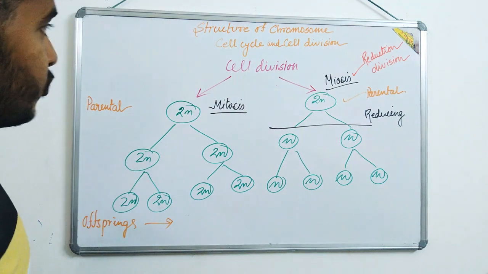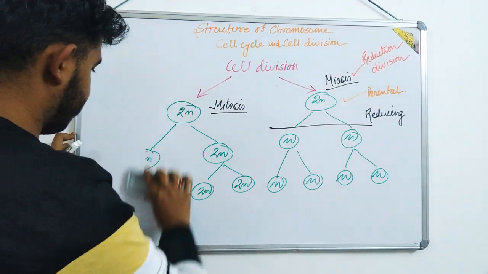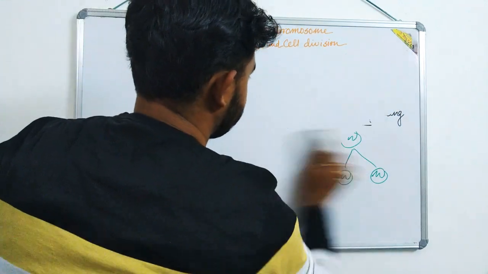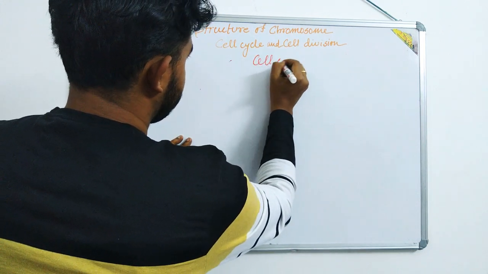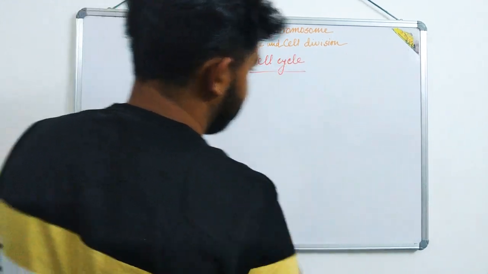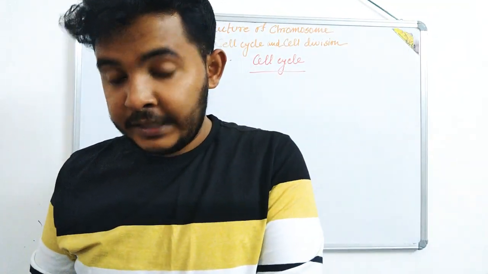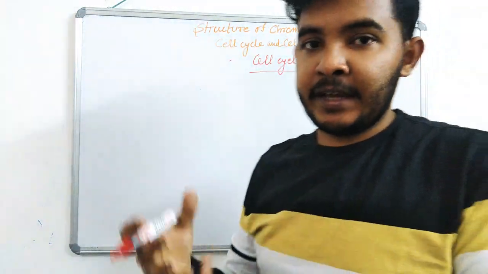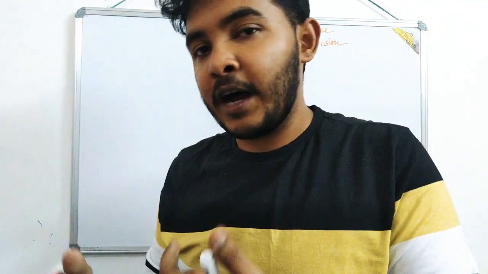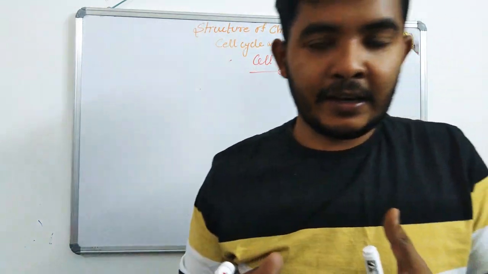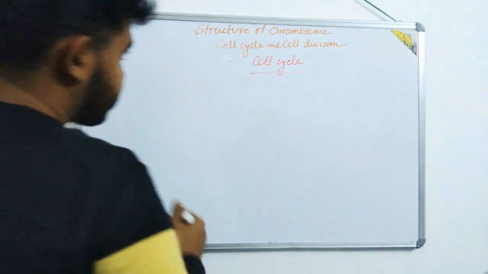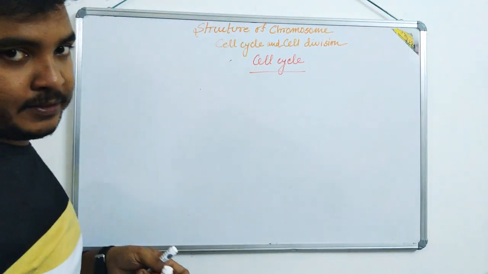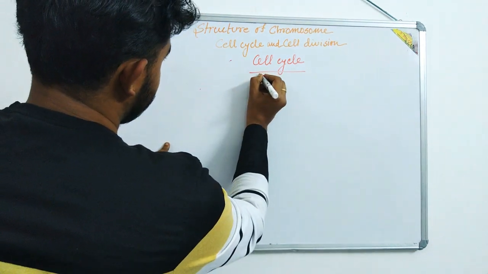I am removing it to go for the cell cycle. What is the cell cycle then? The cell cycle is a sequence of incidents which takes place inside the cell as it divides from a young cell to many more cells. In the cell cycle, there are 2 stages.